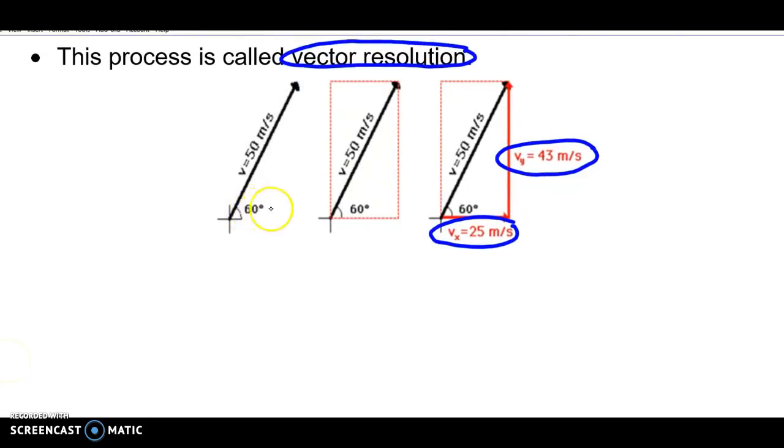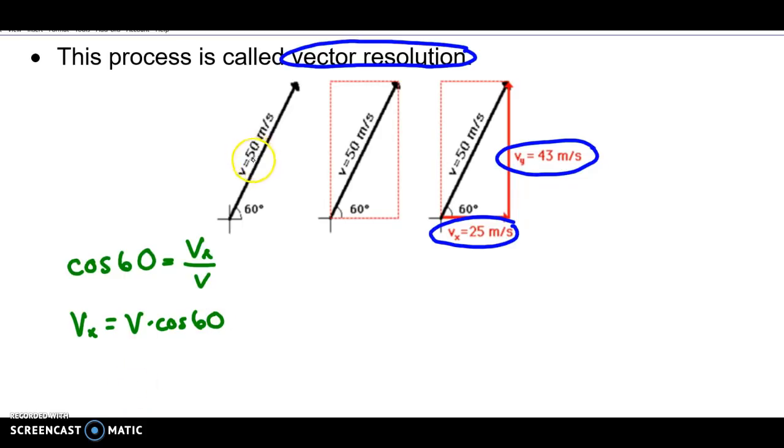Well, we know that this angle is 60. We're told that. We need to know that. To find our horizontal component, we can use cosine, right? So cosine of 60 is just going to be whatever that vector is divided by v, right? So in this case, if I rearrange and solve, this v we know is 50. We can figure out what the cosine of 60 is. This will get us that our horizontal component is 25 meters per second.